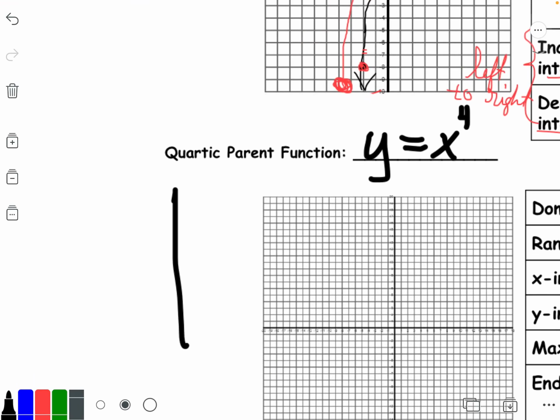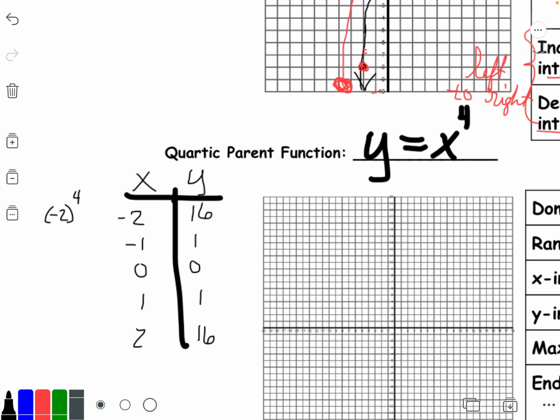So when we do that, basically we know that when we have -2, that gave us a +16, and that comes from -2 to the fourth power. -1 gives us a +1, 0 gives us 0, 1 gives us 1, and 2 gives us 16. Same reason, 2 to the fourth is equal to 16, 1 to the fourth is equal to 1, 0 to the fourth is 0, and then of course -1 to the fourth power is also equal to +1.